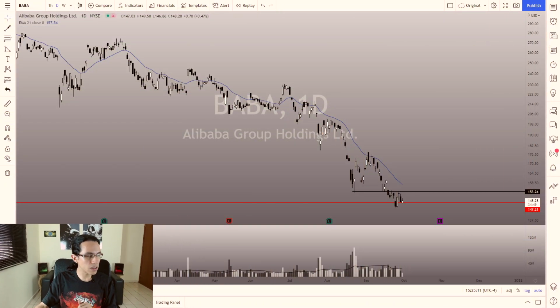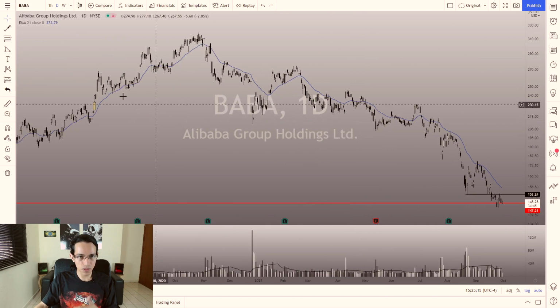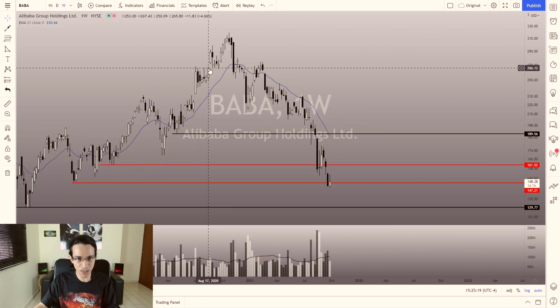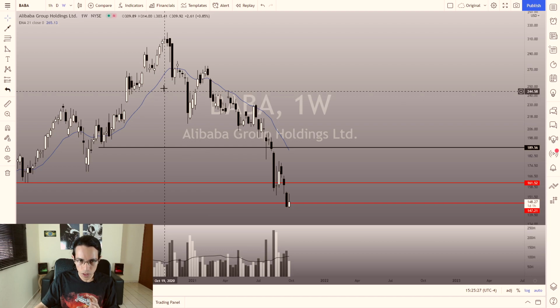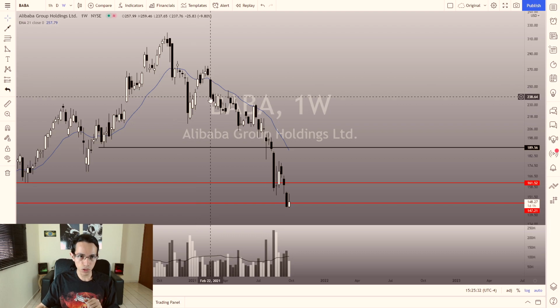For instance, here we have Alibaba, and Alibaba is trending nicely over here, or not that nicely because it is a bear trend. But when a stock is in a crystal clear bear trend, you must think like this: okay, since we are trending, we are going to have lower highs and lower lows.